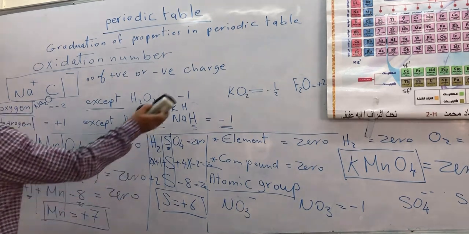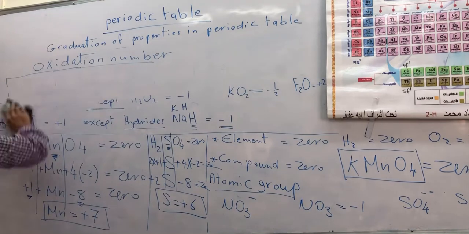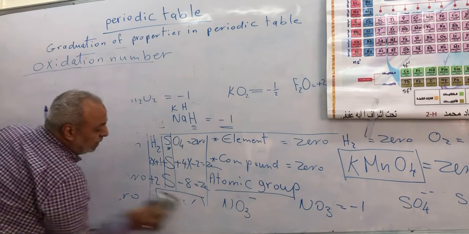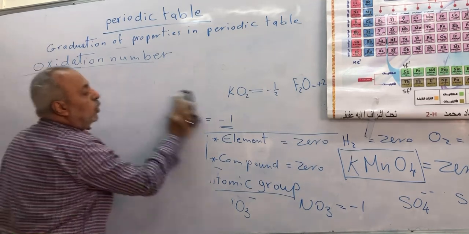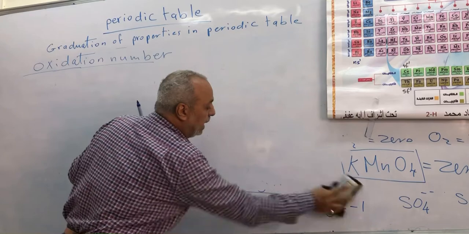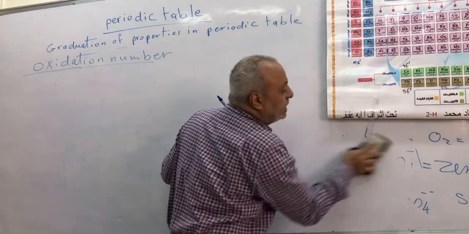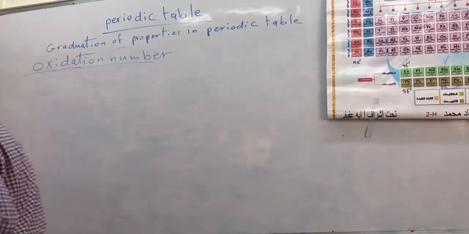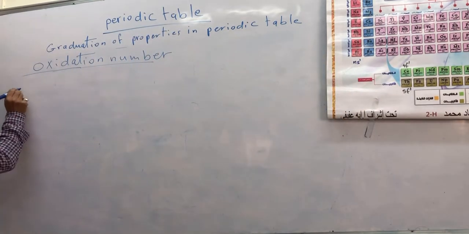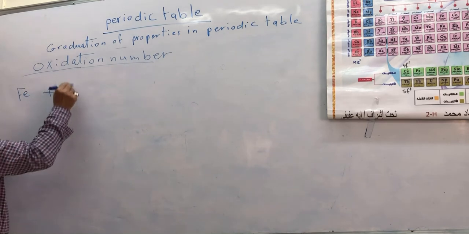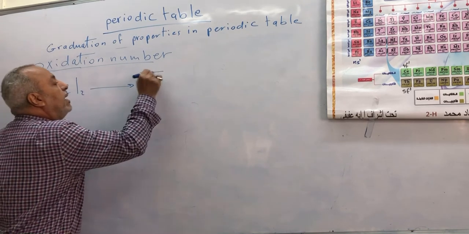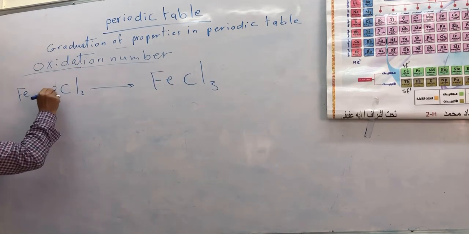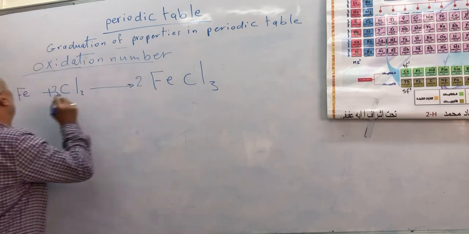We can use oxidation number in two processes, oxidation and reduction. What's meant by oxidation and reduction? Oxidation and reduction are two chemical processes that take place at the same time, where one element loses electrons, called the oxidation process. Fe reacts with Cl2 to produce FeCl3. If we want to balance the equation, 2, 3, 2.